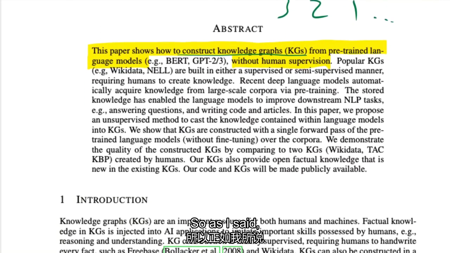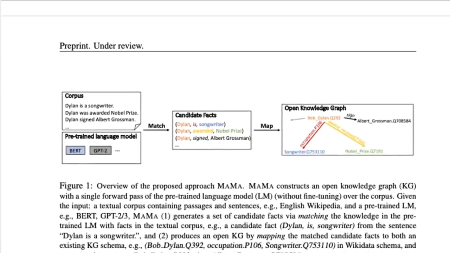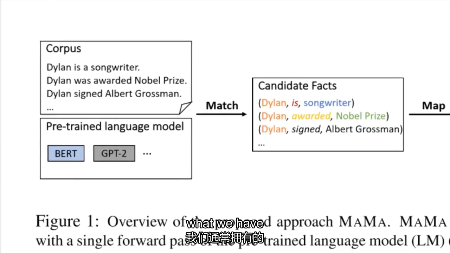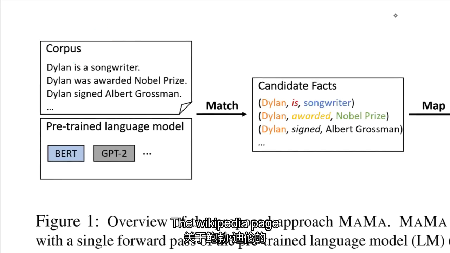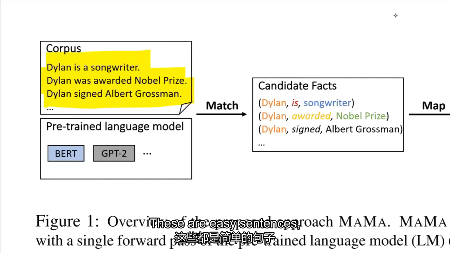All right. So, as I said, what we usually have is a corpus, okay? A corpus is simply a bunch of text pieces. You can think of maybe just the text in Wikipedia, okay? Here, the Wikipedia page about Bob Dylan. Bob Dylan is a songwriter, was awarded a Nobel Prize, signed Albert Grossman. These are easy sentences, right? Sentences are usually larger and longer and so on.